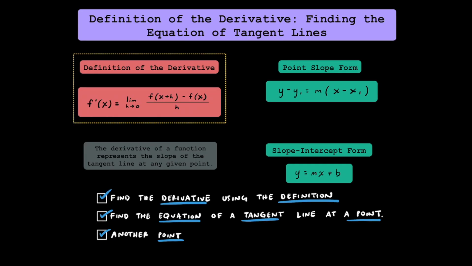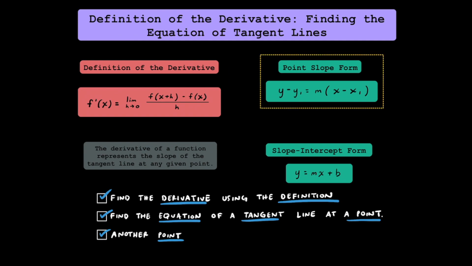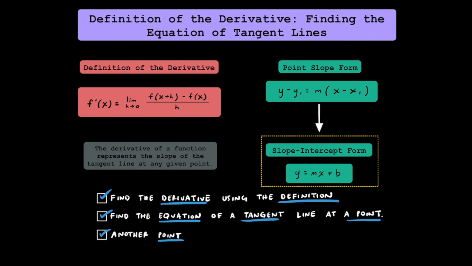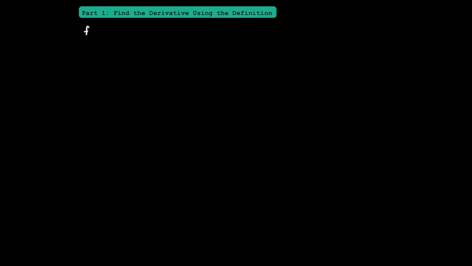So again, we're going to start with finding the derivative using the definition. Then we're going to use that derivative to find an equation of a tangent line. And we'll practice converting point-slope form into slope-intercept form in case you need to. Let's get into it. I'm going to use a quadratic function for this video. I'm going to have f of x is equal to x squared minus 6x plus 8.